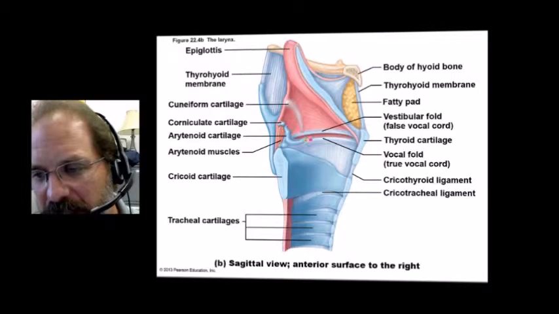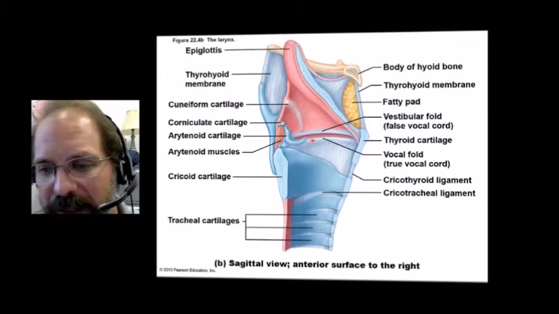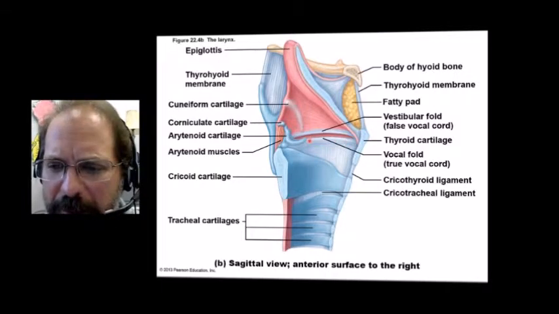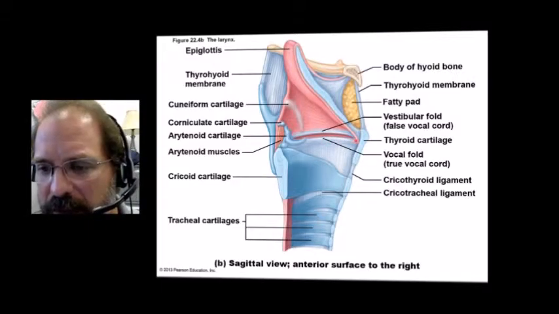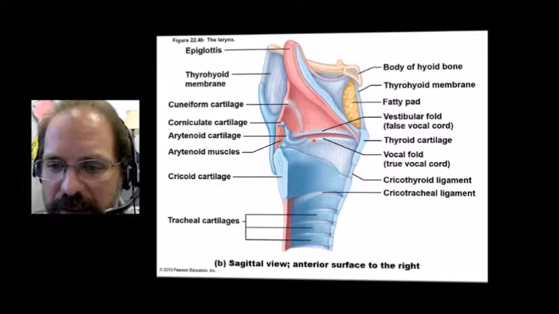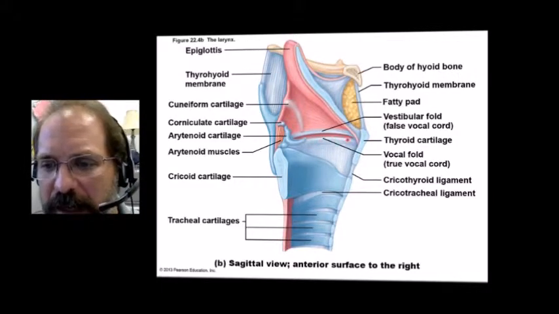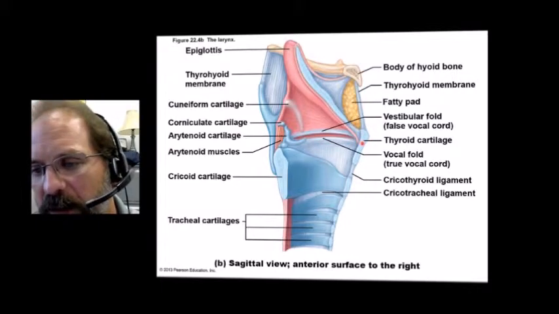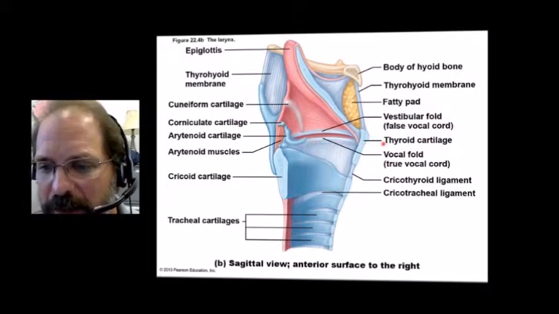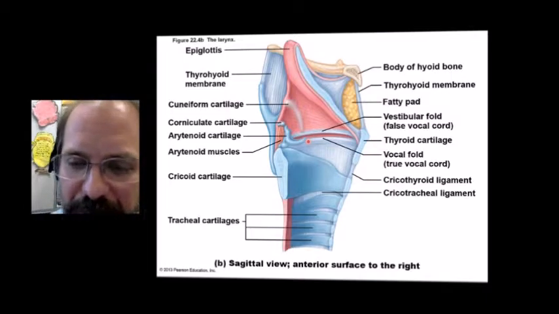As air passes over the vocal fold, it makes it vibrate, and that's what accounts for the different tones that we can produce. I'm no singer, but you get the idea. When this is pulled a little tighter, you get higher pitches, and when it's more relaxed, you get lower pitches. That accounts for the two different sounds, la or la. The deeper sounds you can get are the result of this thyroid cartilage being tipped forward and elongating this, and that makes for a deeper tone.